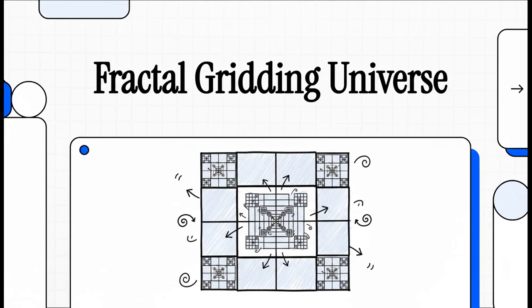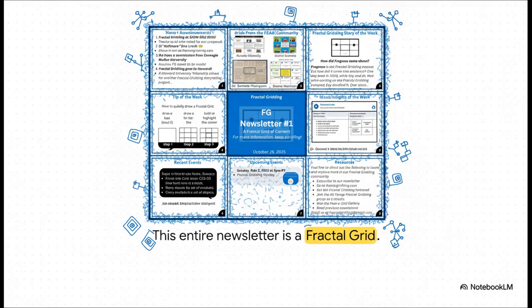All right, let's jump right in. So you see this, and at first glance, it might look a little intense, right? Kind of complex. But what if I told you there's a really simple, elegant idea hiding underneath it all? A way of thinking that can help you organize pretty much anything. And here's the kicker, the really cool part. The very newsletter we're using as our source material for this explainer, well, it's a fractal grid itself. The thing we're talking about is the thing we're looking at.